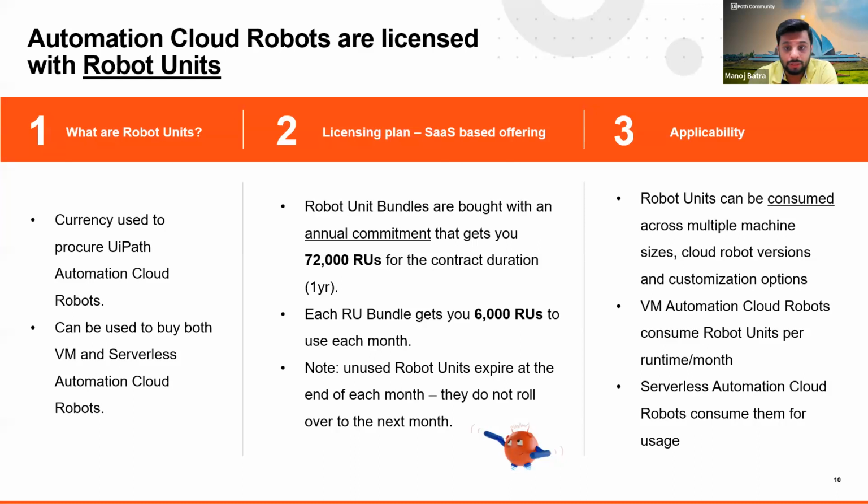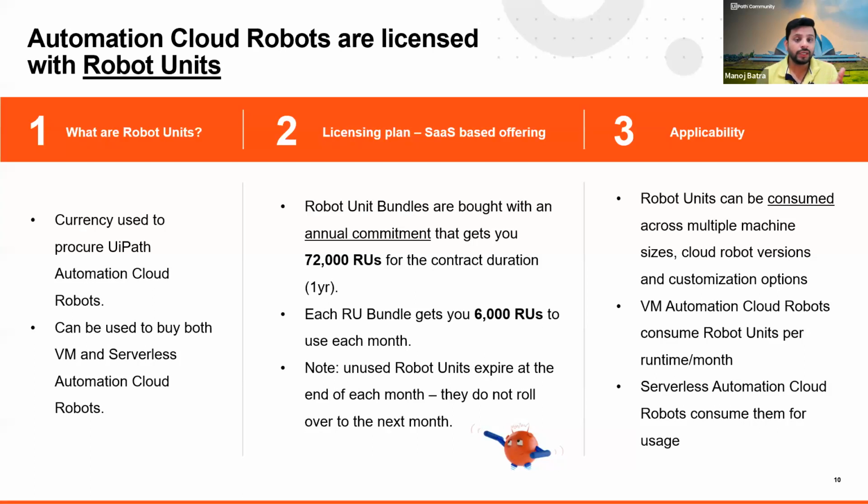Again, this RU can be consumed across multiple domains with different VM sizes, with different cloud versions, with different kinds of customization, which we'll see later. And again, VM cloud robots consume robot units per month, whereas the serverless robots charge the RUs per execution. So this is the basic difference. For your cloud VM, you will be charged on a monthly basis. You can easily consider this a postpaid plan, but you will get all the credits in advance.